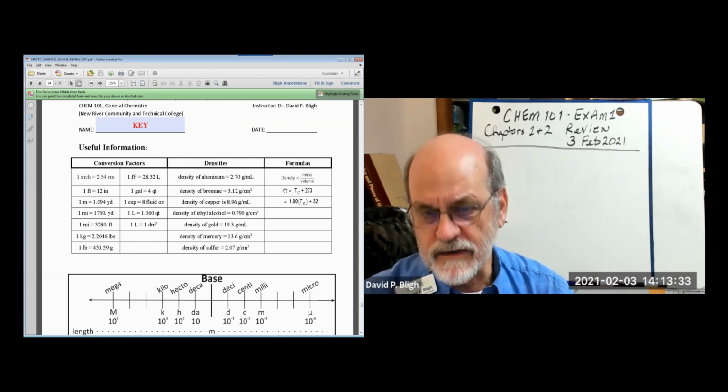Let's just look at it. Nano, and then milli's bigger than that. Yep. Centi's bigger than that. Yep. Kilo's bigger than that. Yep. So that one's right. You need to use a logical process. Save your time and effort.